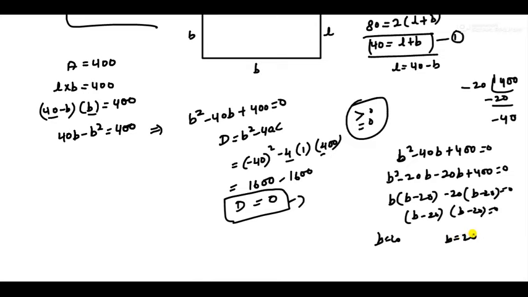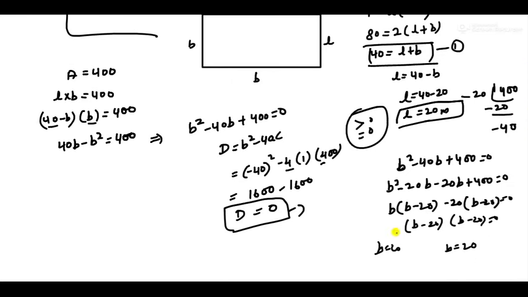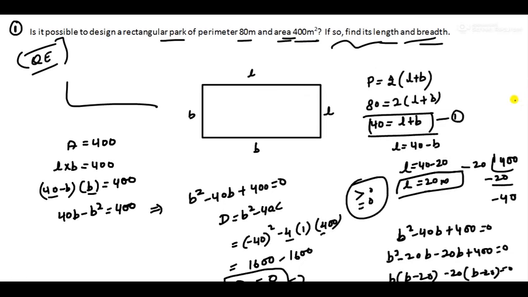Again, b is 20. So breadth is 20. What is L? Again, 40 minus 20. It becomes 20. So it is not a rectangular park. Instead, it is a square park, correct? Because we are getting both length and breadth as equal. Got it?